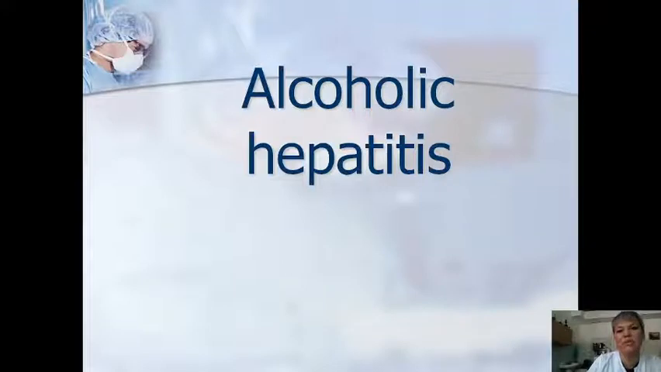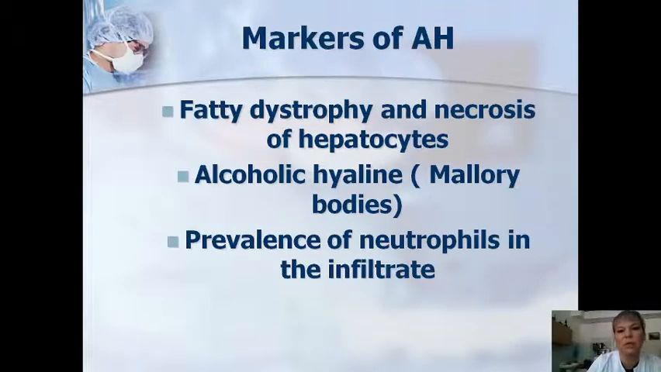Alcoholic liver disease and information about alcoholic hepatitis. What is the specificity of alcoholic hepatitis? In alcoholic hepatitis, we see fatty dystrophy and necrosis of hepatocytes. We see special Mallory's bodies, alcoholic hyaline inside the hepatocytes, and a prevalence of neutrophils in the infiltrate.